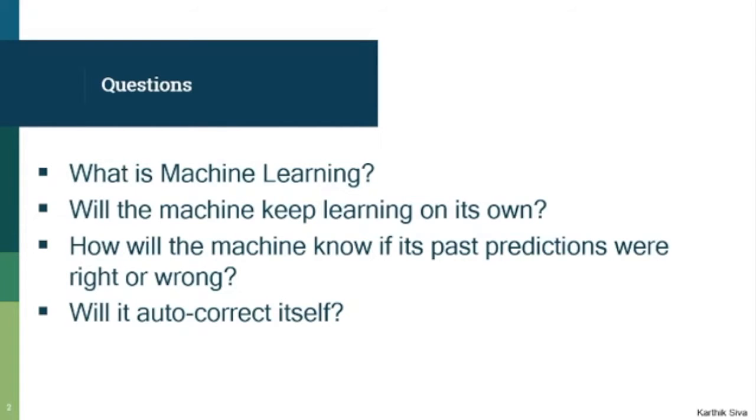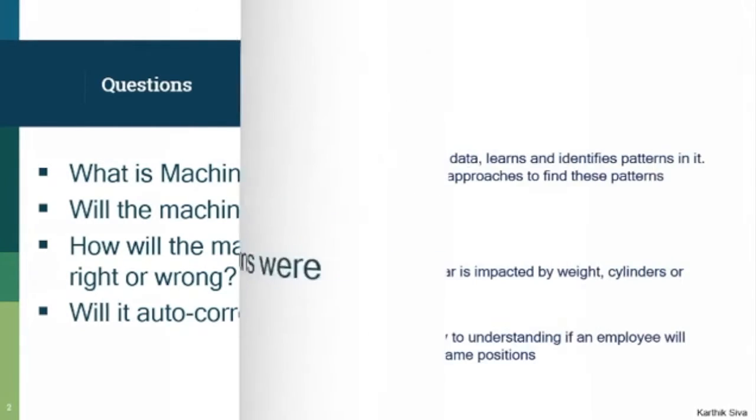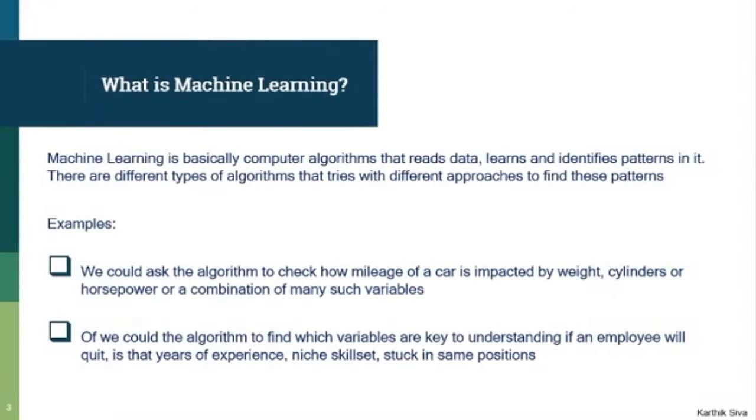To begin with, let's look at what machine learning is. Machine learning is basically a computer algorithm that reads data, learns from it, and identifies some patterns in it. Now, there are different types of algorithms which have varied approaches to identify the patterns. So what are these patterns that we are talking about here, and how does it make sense?